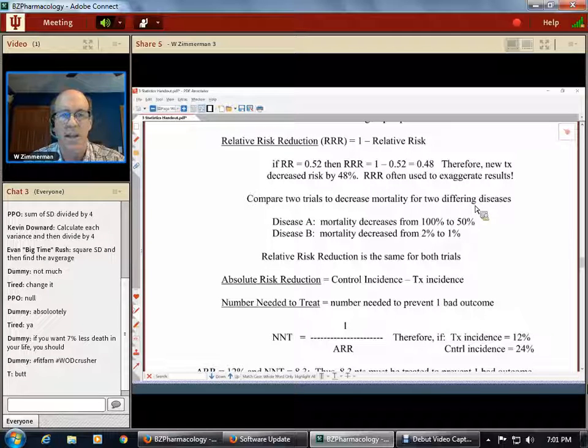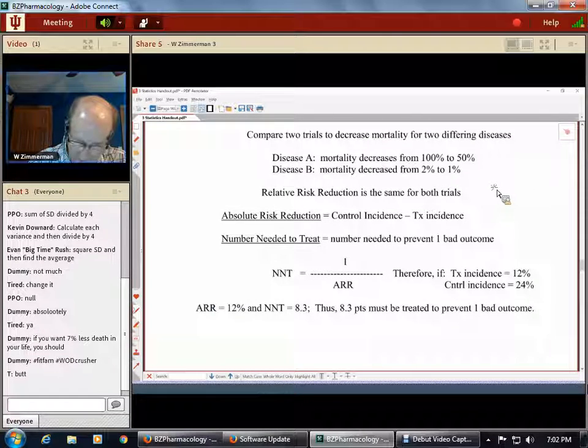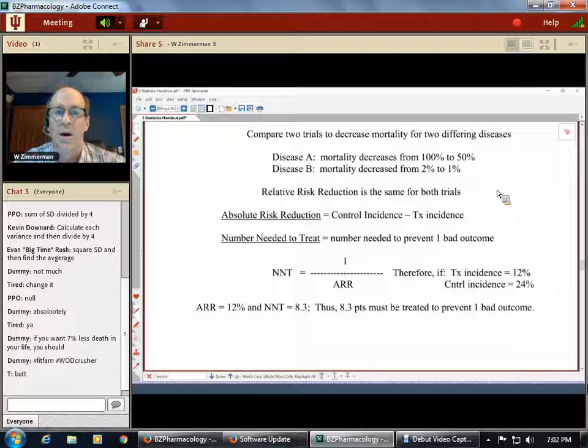That sounds great, and it can be. But one of the big things we found is that relative risk reduction is often used to make results look really good. And you need to be aware of it. Let's look at two trials here. I got different numbers here. It's all right, we'll deal with these.